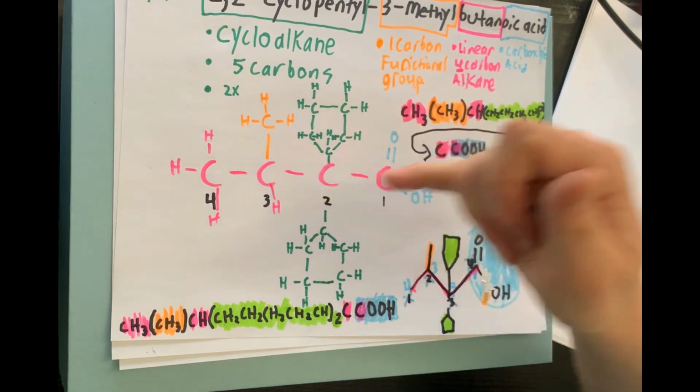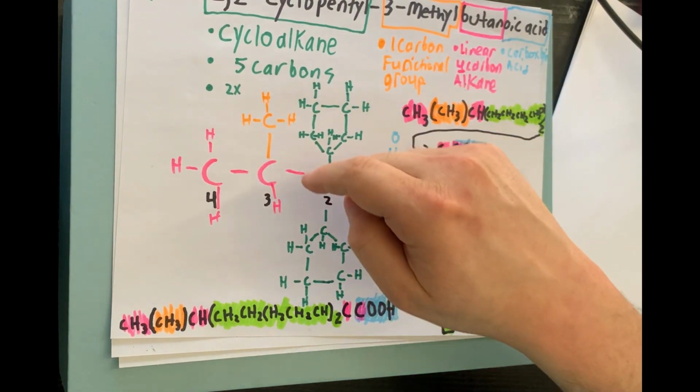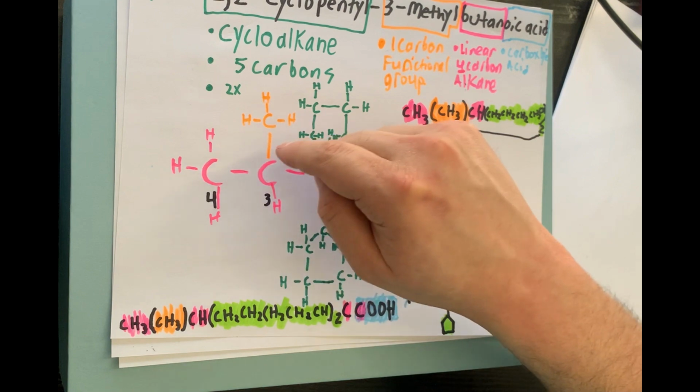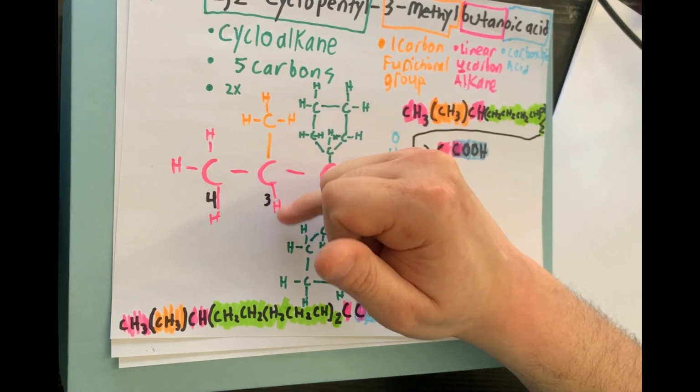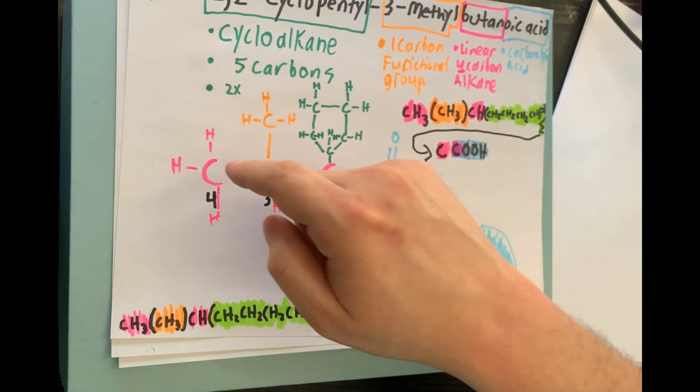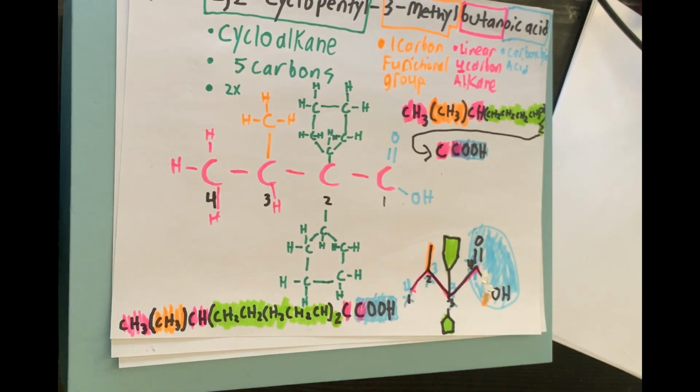Then if we go to our third carbon, as we know over here in orange, it's a methyl. So this carbon has 1 bond, 2 bonds, 1 bond to the methyl, so that's 3, so we need a hydrogen. So this is a CH. And then finally, the fourth carbon is a CH3, 1, 2, 3, 4, with the most hydrogens.